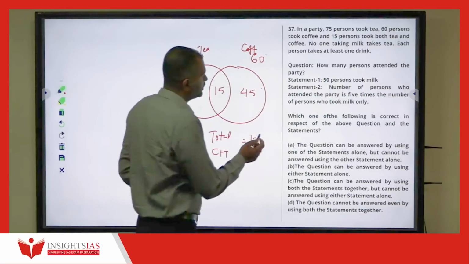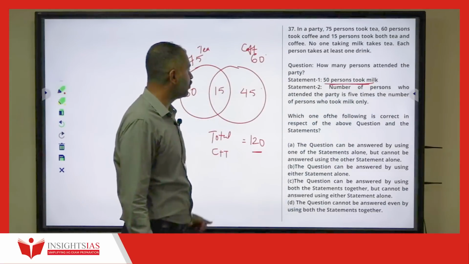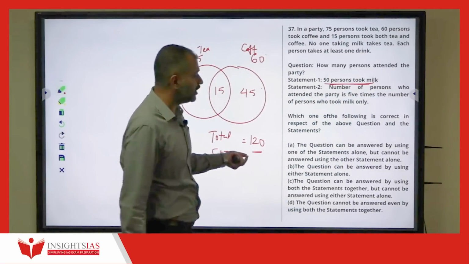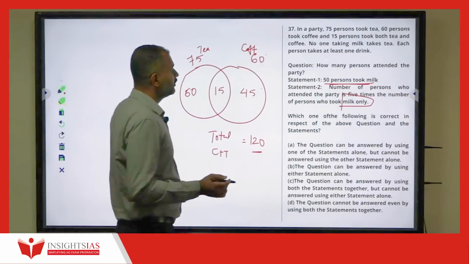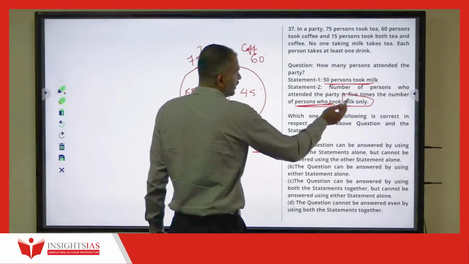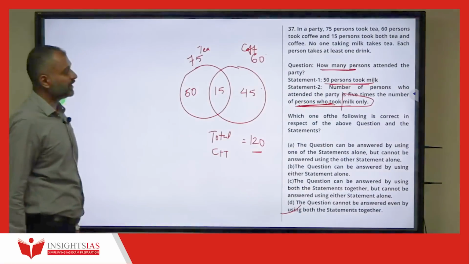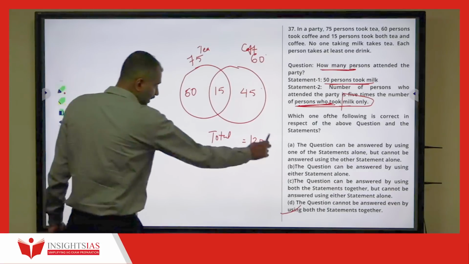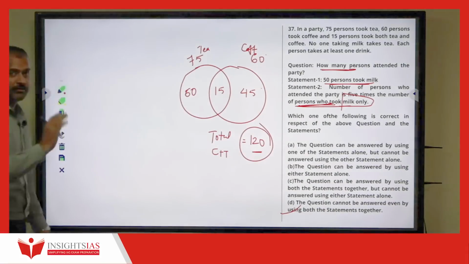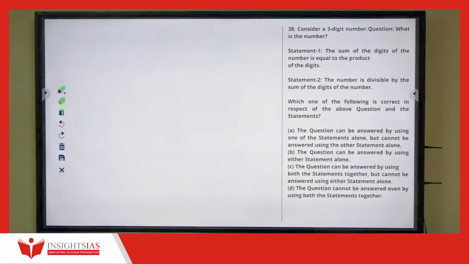Let us say this is the data given. The number of people who attended the party is 5 times the number of people who took milk only. We don't have any information about milk only. There is no way to deduce the milk only. Hence, if you don't know this part of the information, how many people attended the party? We cannot say. None of the data supports getting to the answer. This is the number of people drinking tea and coffee in the party, 120 people. We don't have any information about only milk, hence unsolvable.